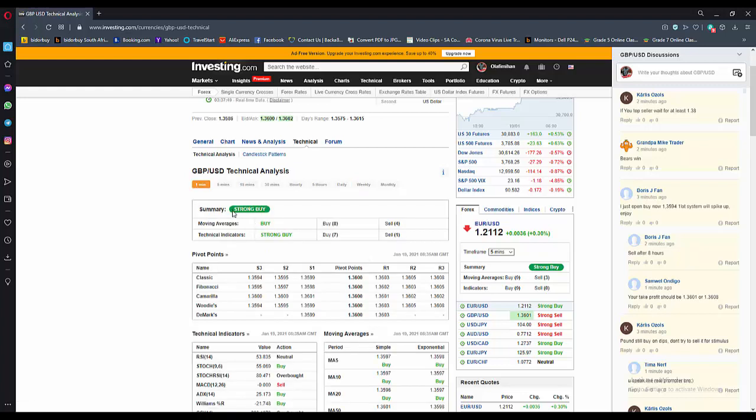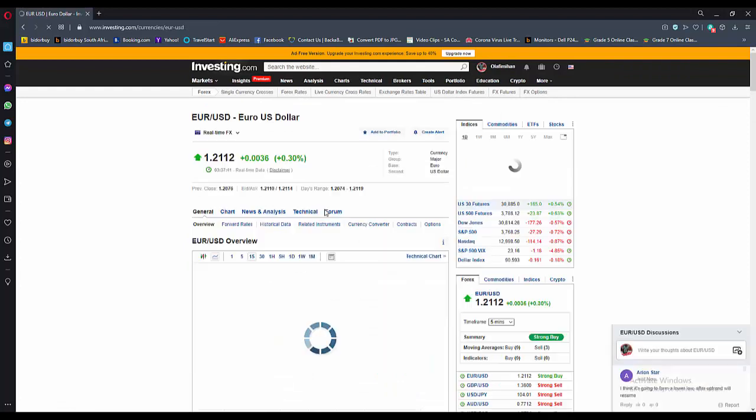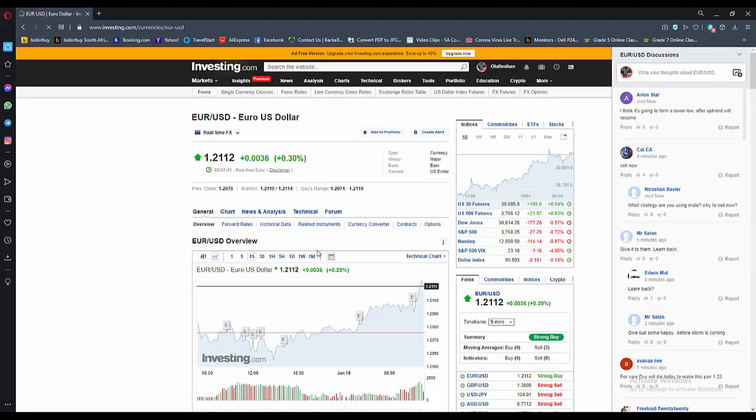5 minutes, 1 minute, strong buy, neutral, 1 hour neutral. So let's forget about pounds today. I'm not going to do anything with pounds. And here is giving me strong buy, strong sell. But let's try Euro USD and see what they are saying on this side regarding Euro USD technical analysis.